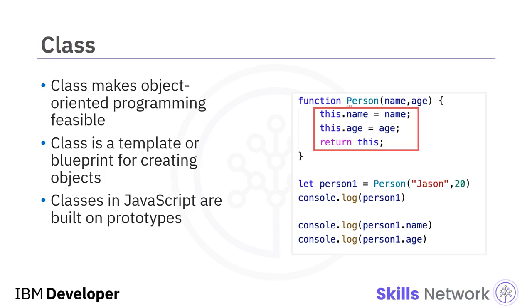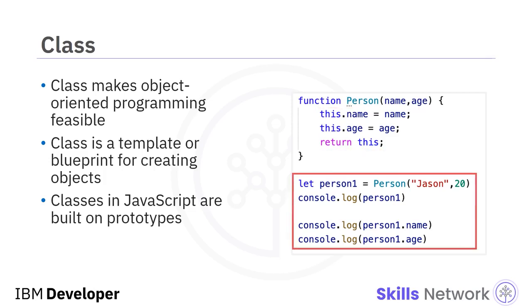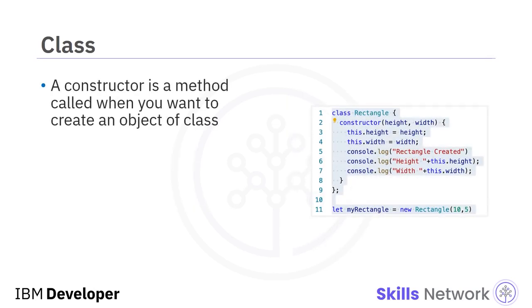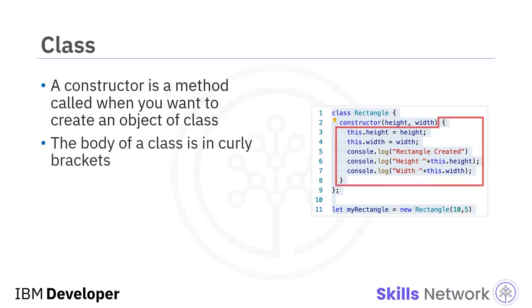The concept of class was built on the premise of function prototype to extend object-oriented programming to JavaScript. Here, the first console log will print the entire prototype of the person1 object. The second console log will print the name, and the third console log will print the age. Class can have a constructor, which is a method that is called when you want to create an object of class. The body of the class is the part that is in curly brackets.